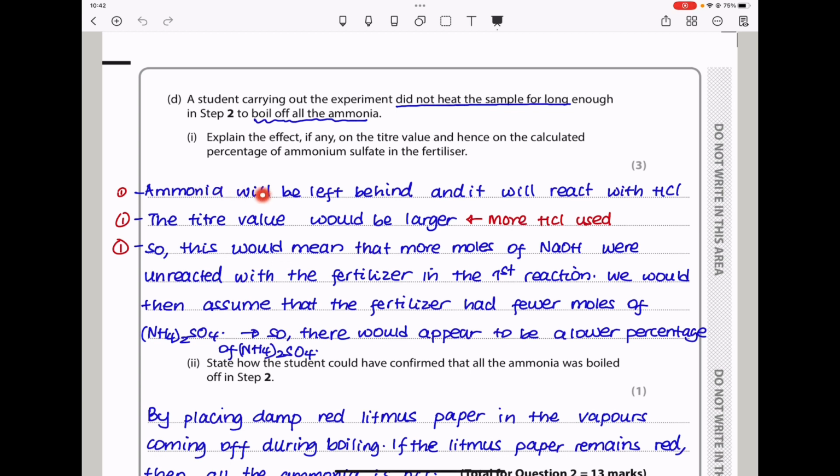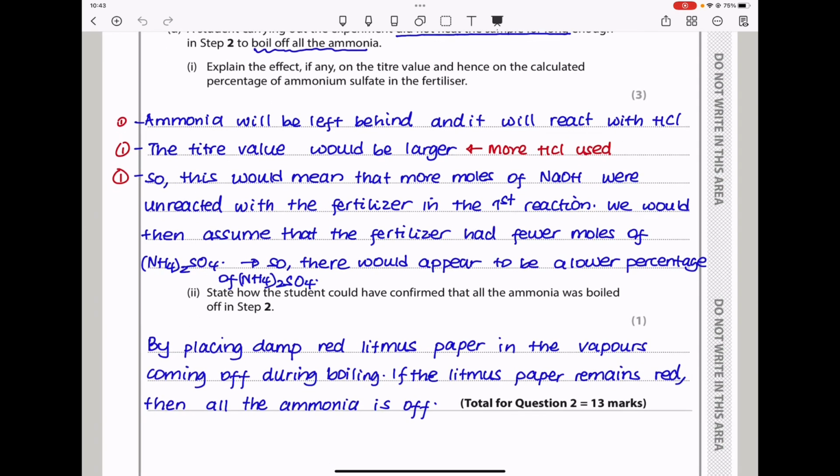So I said ammonia will be left behind and it will react with HCl. So the titer value would be larger, or more HCl will be used. Of course, some is going to react with sodium hydroxide and the other will react with ammonia that has been left. And that means we're going to use more moles. Basically, the person carrying out the experiment is going to think that even the moles of ammonia that reacted were actually moles of sodium hydroxide. So you will assume that more moles of sodium hydroxide were unreacted with the fertilizer in the first reaction, and we will then assume that the fertilizer had fewer moles of this, so there would appear to be a lower percentage of ammonium sulfate in the fertilizer.